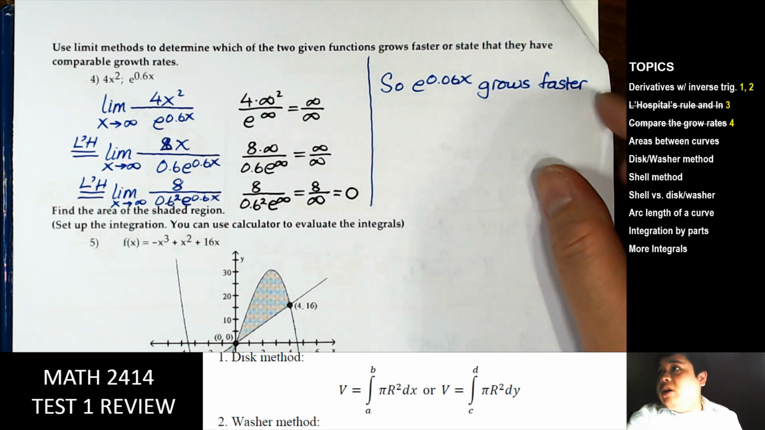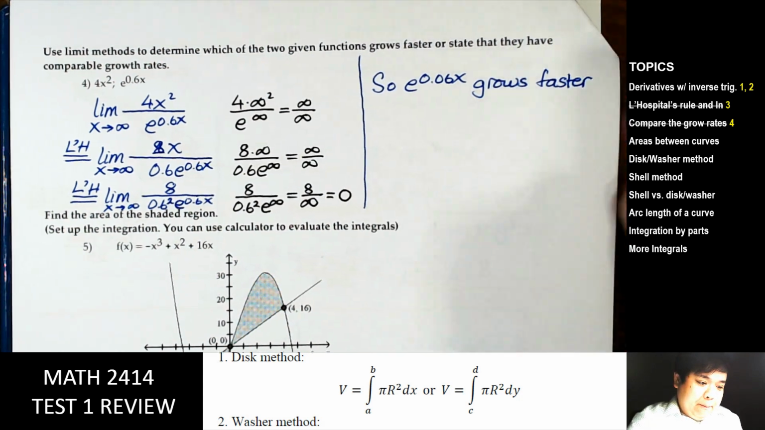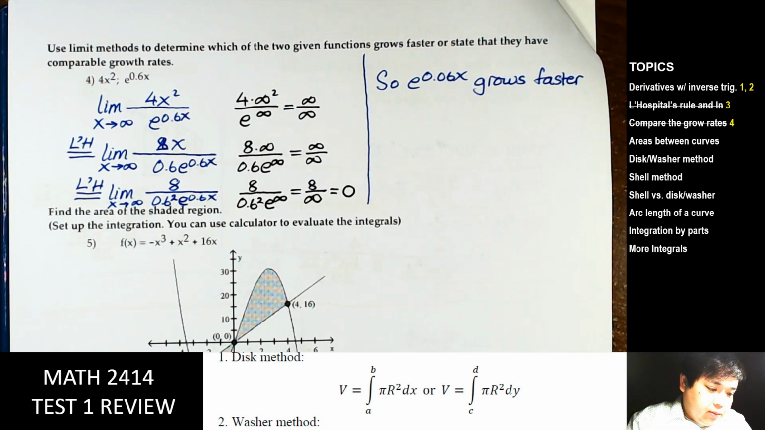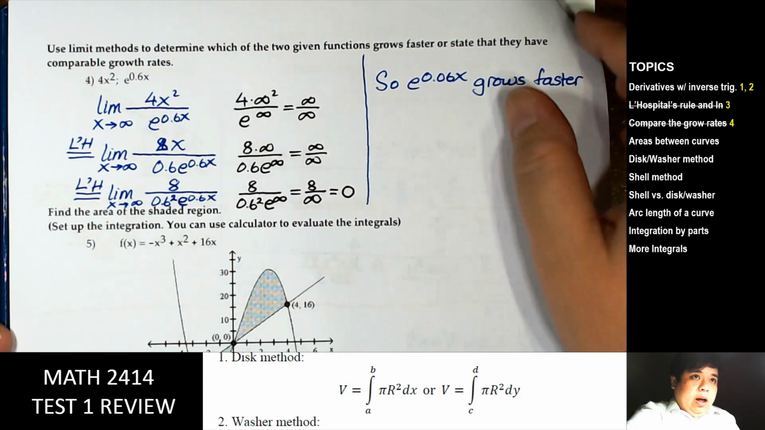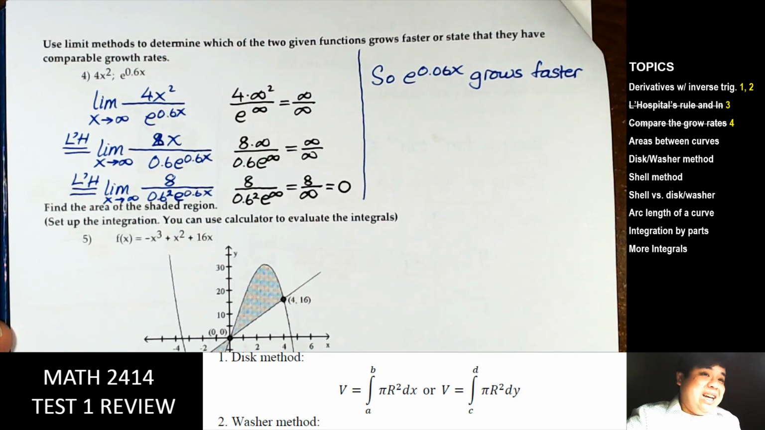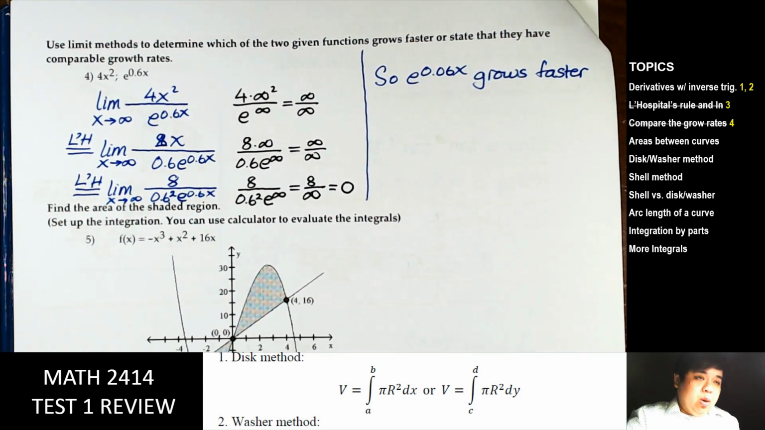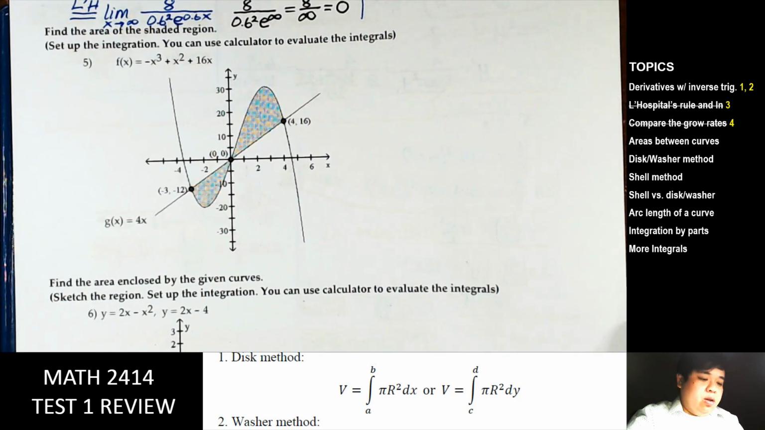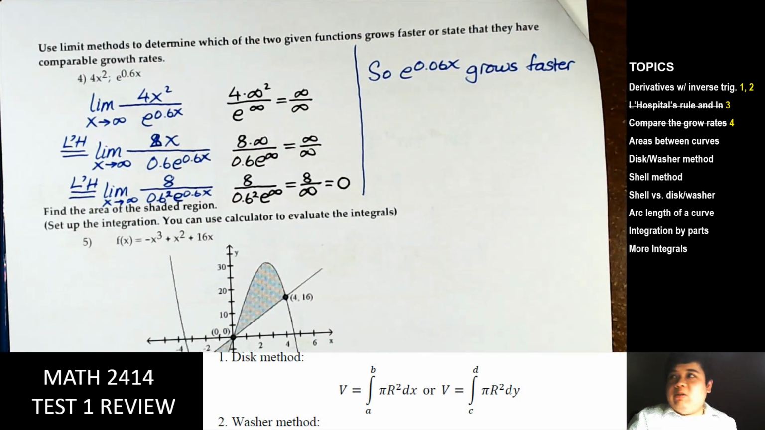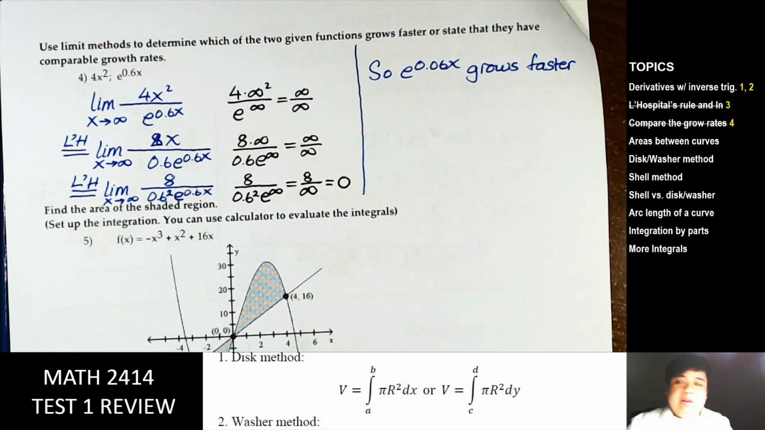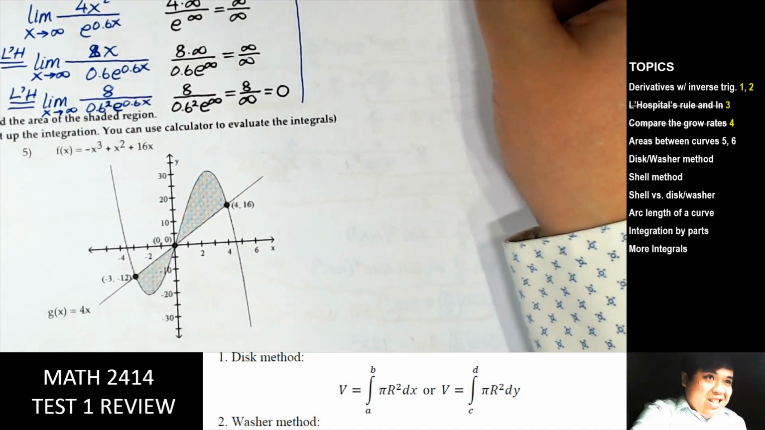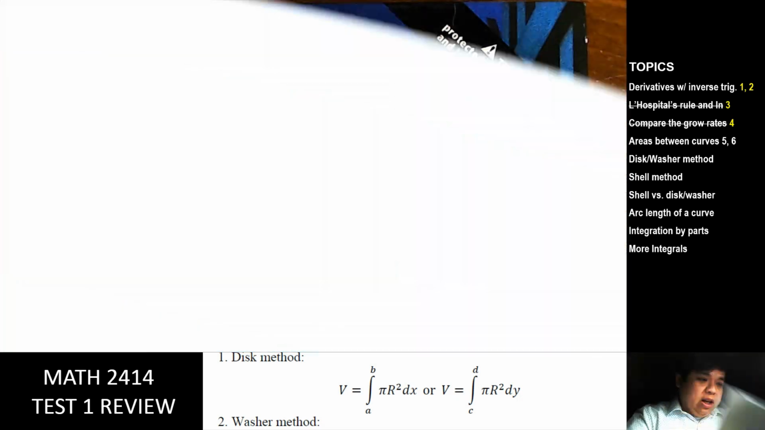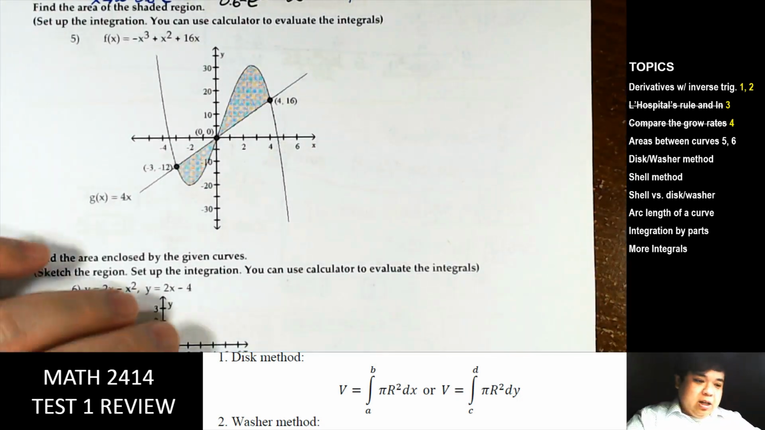Next we find the areas between the curves. For that we are either given the graph or the functions. So it's going to be either 4 or 5 here, I mean 5 or 6. For this, we just set up the integral and we can use the calculator. So it will be something like this.